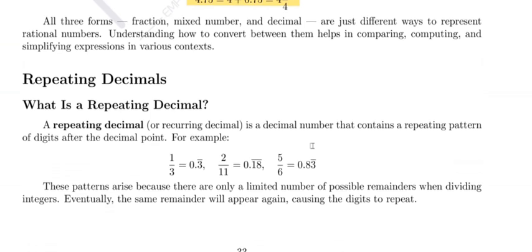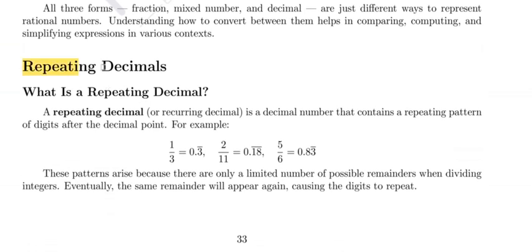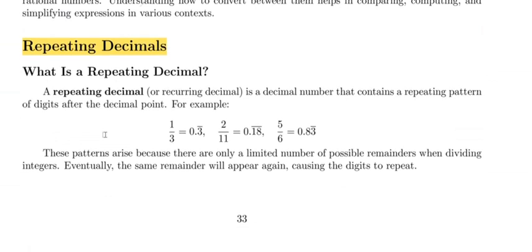Now, let us talk about an interesting idea called repeating decimals. A repeating decimal has one digit or a block of digits that repeats forever after the decimal point. For example, 1/3 equals 0.3 repeating. Another example, 2/11 equals 0.18 repeating. Another, 5/6 equals 0.83 repeating, which means only the digit 3 repeats.